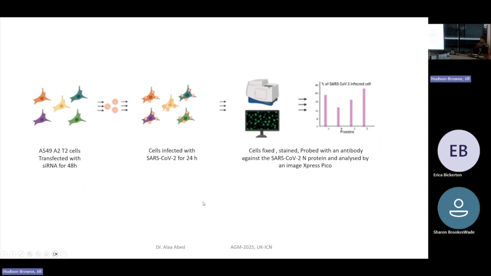To introduce what we did exactly in the siRNA knockdown, the A549-A2T2 cells were transfected with the siRNA for 48 hours, as we mentioned. Then we infected these cells with SARS-CoV-2 for almost 24 hours. After that, cells were fixed, stained, probed with an antibody against the SARS-CoV-2 N protein, and analyzed with an ImageXpress Pico machine.